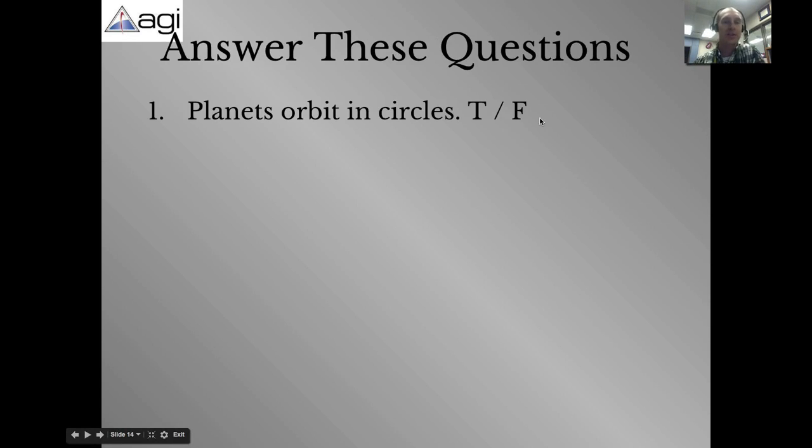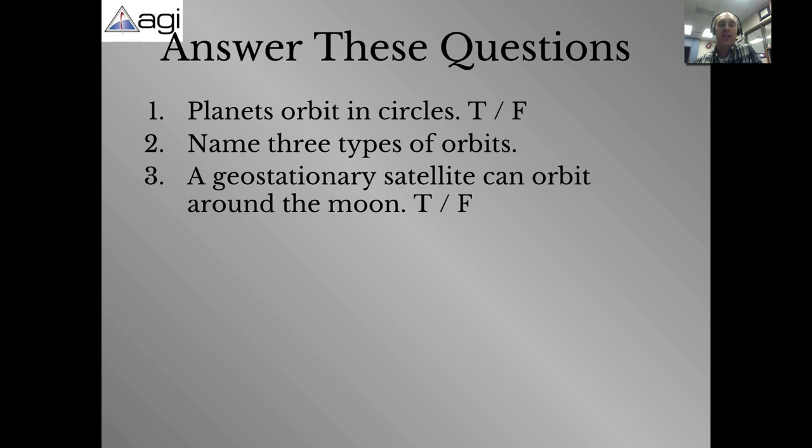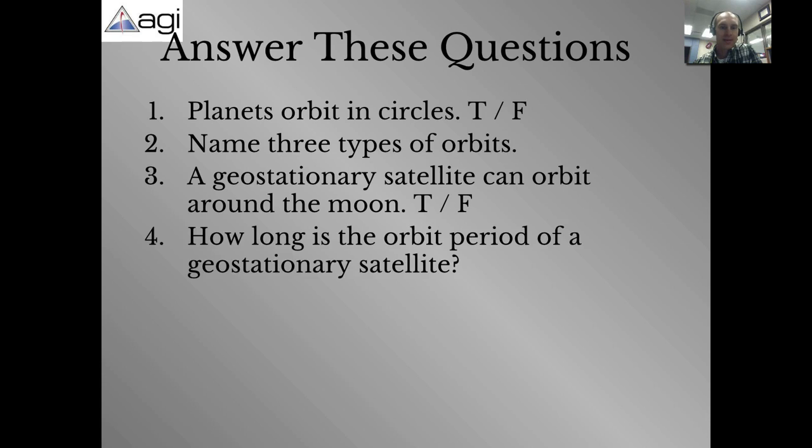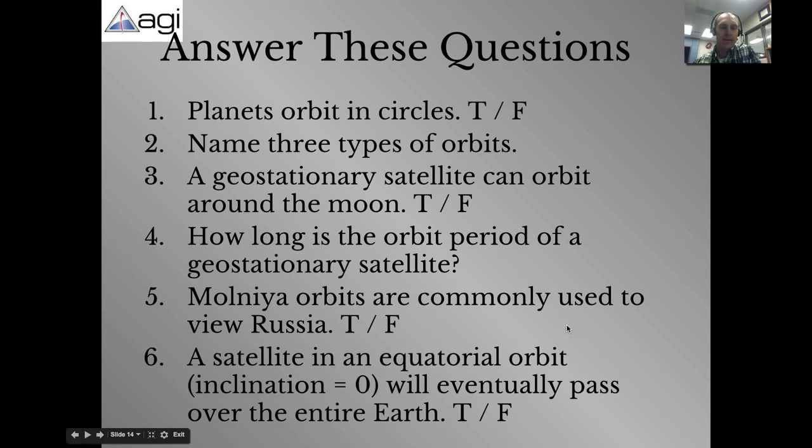All right, answer these questions. Planets orbit in circles, true or false? Name 3 types of orbits. A geostationary satellite can orbit around the moon. You may need to pause that one if you want to think about that one. How long is the orbit period of a geostationary satellite? And Molniya orbits are commonly used to view Russia. A satellite in an equatorial orbit or inclination of 0 will eventually pass over the entire Earth.